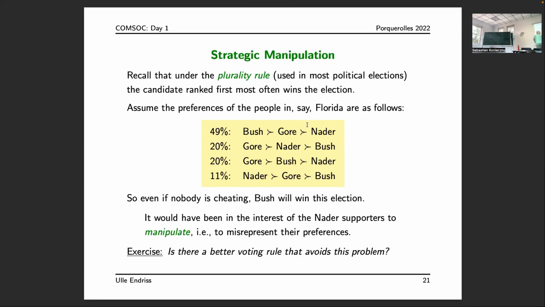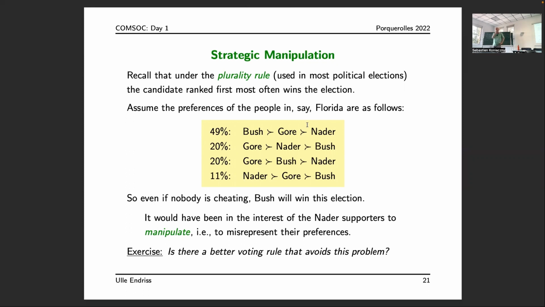40% preferred the Democrat, but they were split on whether they like Nader or Bush more. And 11% like Nader more. And then, of course, they like the Democrats in the middle and then Bush. And let's say there's no other kind of people. And they use plurality over there. So Bush wins fair and square in this election. 49 is better than 40. 20 plus 20 is certainly better than 11.